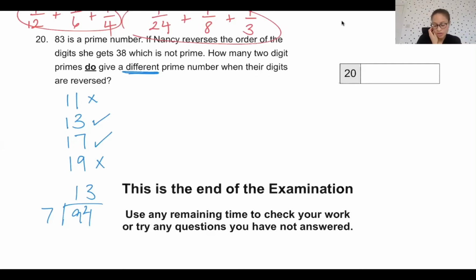So 23 is a prime number, but if I reverse the digits, I get 32. I get 2 in the units. Now, all numbers ending with 2 are even numbers, and apart from 2 itself, they would not be primes. So I know all of the prime numbers in the 20s will be even numbers when reversed, so they don't count for this question. So I'll save myself some time and not write that down.